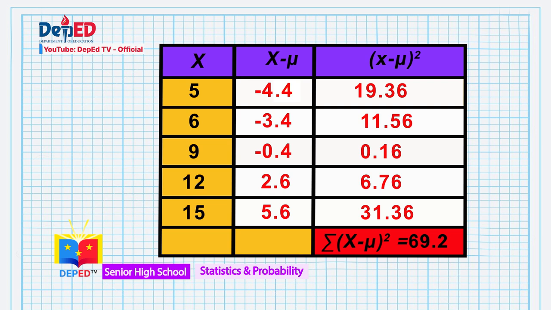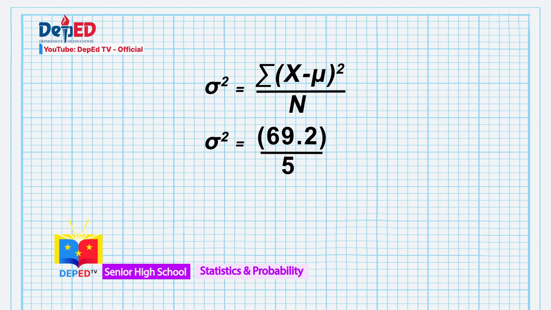Substituting what we have in the formula, we have 69.2 in the numerator and 5 in the denominator. Let's key in our calculator, 69.2 divided by 5. And the variance of the population is 13.84.